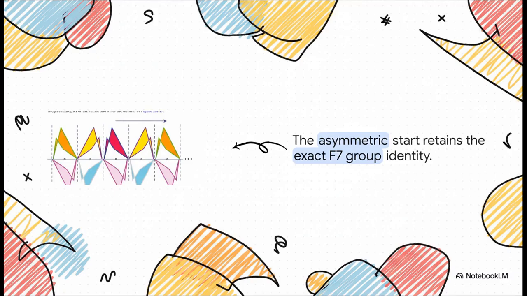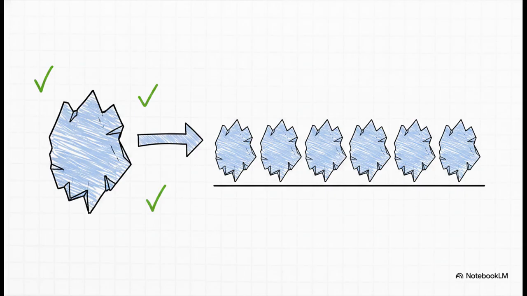And wow, here is the result. It looks incredibly complex, right? You've got these yellow, orange, pink, and light blue interiors overlapping and interacting all over the place. But here is the absolute magic of the math. Because our starting object was strictly asymmetric, this totally chaotic-looking final pattern successfully retains the exact F7 group identity we applied to it. It didn't accidentally upgrade to something else because it didn't have any hidden symmetry to mess with the formula.